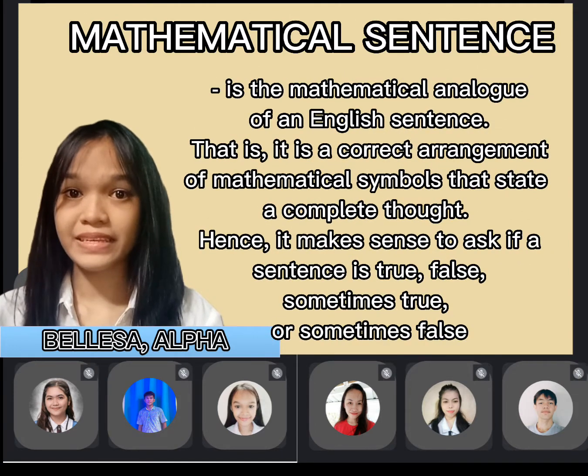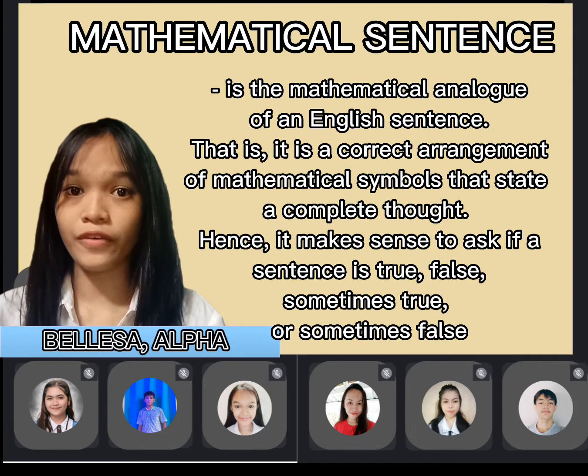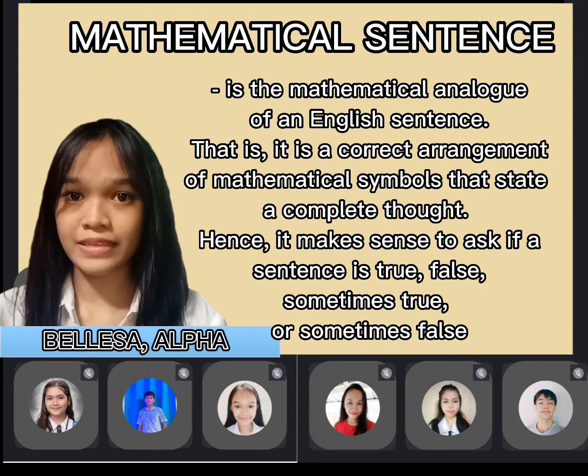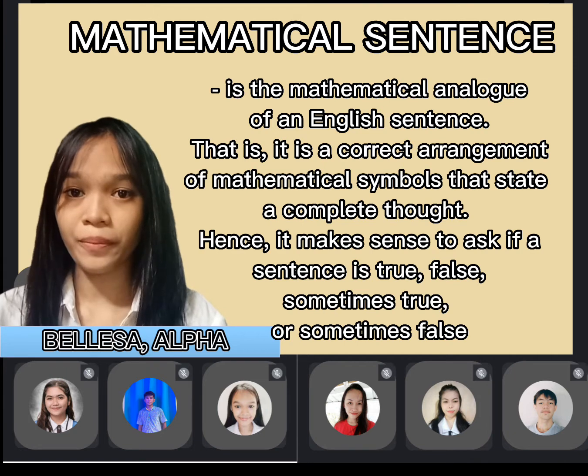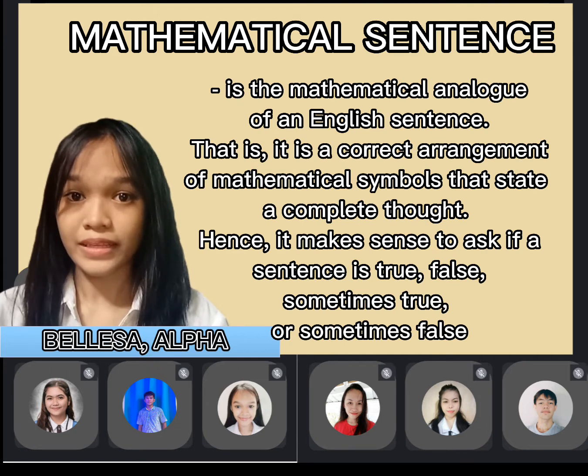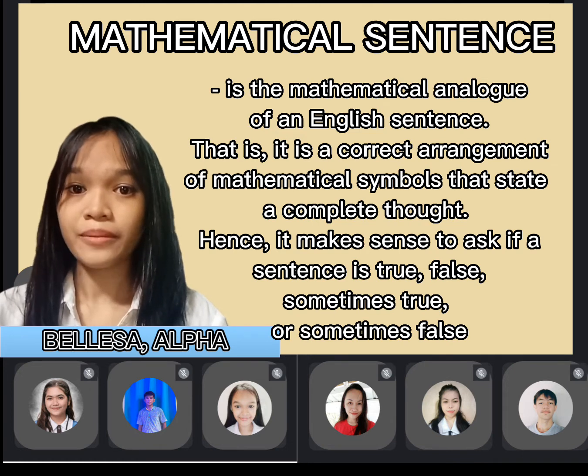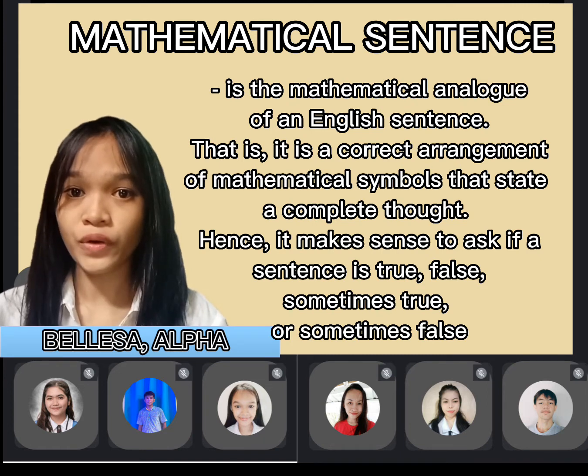A mathematical sentence is the mathematical analog of an English sentence. That is, it is a correct arrangement of mathematical symbols that states a complete thought. Hence, it makes sense to ask if a sentence is true, false, sometimes true, or sometimes false.